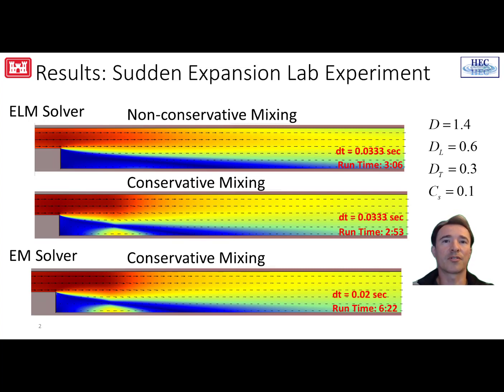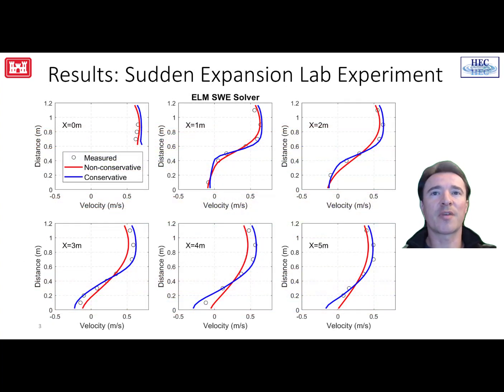Since the ELM solver uses semi-Lagrangian and Lagrangian approaches for the mixing term, it doesn't have the same time step restriction as the EM solver, and it can use a bigger time step. Of the 3 simulations, the ELM solver with the conservative mixing term was the fastest, beating the non-conservative formulation just slightly. This slide shows a comparison of measured and computed current velocities along the 6 transects of the sudden expansion experiment. In general, the conservative mixing formulation does a better job in reproducing the velocities, especially the return flow, which is most visible in the lower left figure.